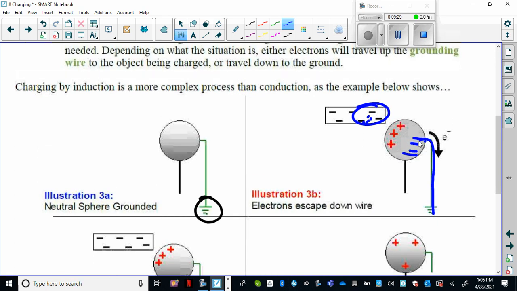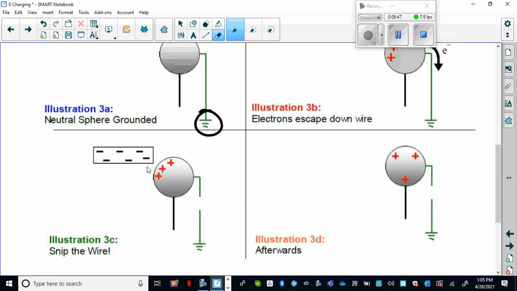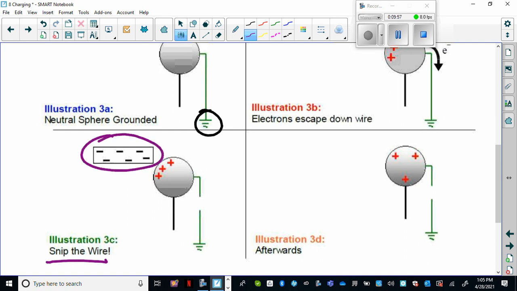Now this is the key: the electrons escape down the wire. If these electrons have escaped down the wire, they are no longer part of the system. They're in the earth now. So overall, what's the charge of this object going to be? It's going to be positive. What you have to do now to charge the object without touching it is snip the wire, right here. You have to snip the wire and you have to keep this object close so that it's not letting these electrons back into the sphere.